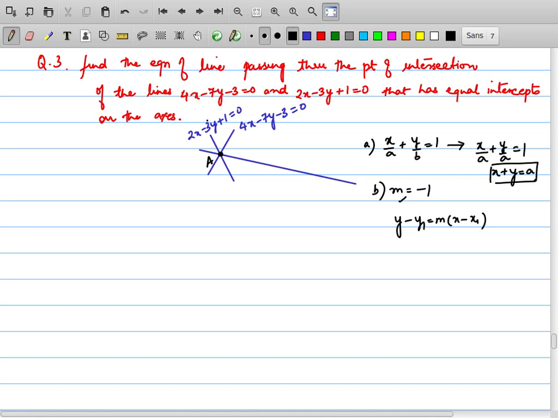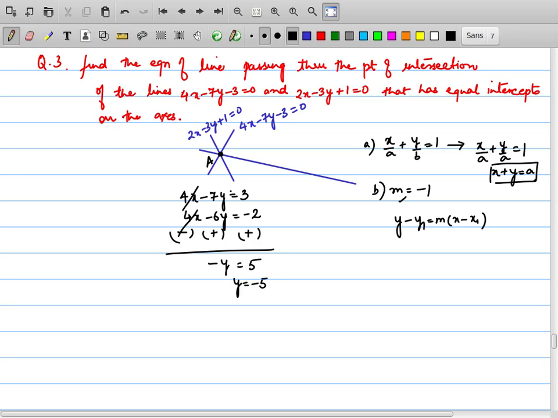So first of all, obviously we'll have to find the point of intersection, which we can easily find. 4x minus 7y is 3, we'll multiply this equation by 2. Therefore, we get 4x minus 6y equals minus 2. We have taken plus 1 to the right side. Now we'll change the sign. This becomes minus y, and this becomes plus 5. Therefore, y is minus 5.